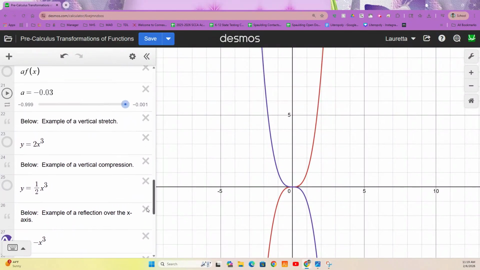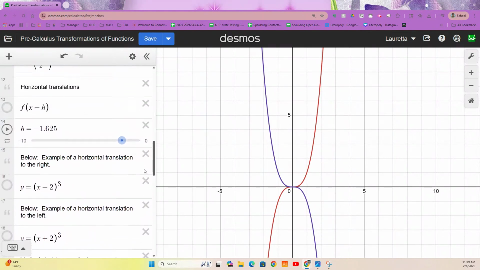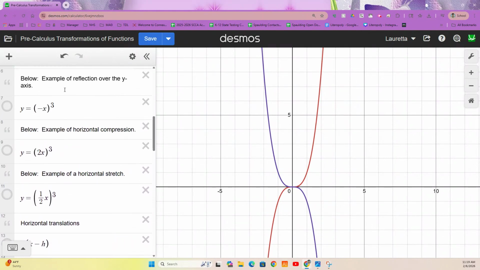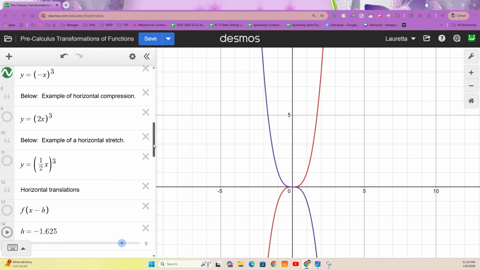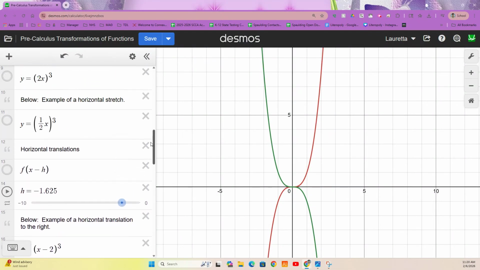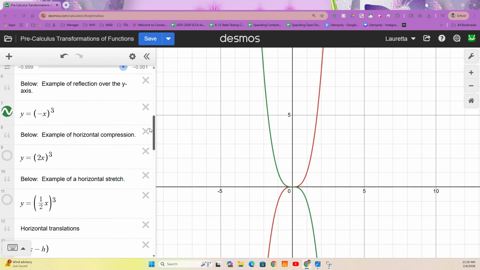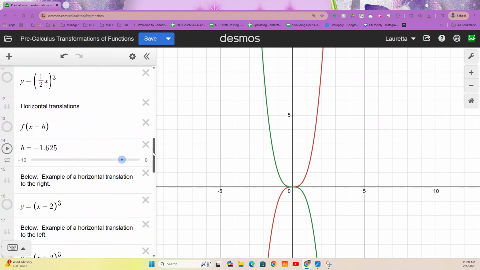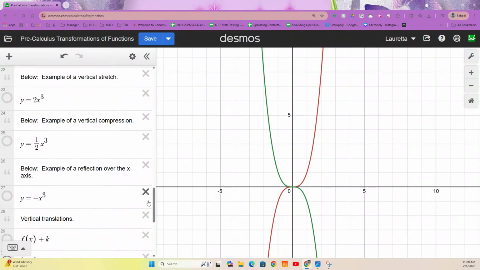But I want to go back up here where we said that this was a reflection over the y-axis. In green, and you see it's exactly the same. Again, that's because for this example, this parent function is odd, and what we have in green is f of negative x, and you see that equals negative f of x.